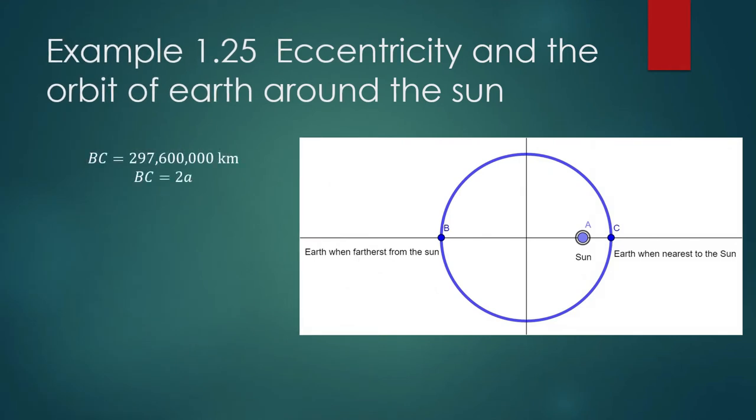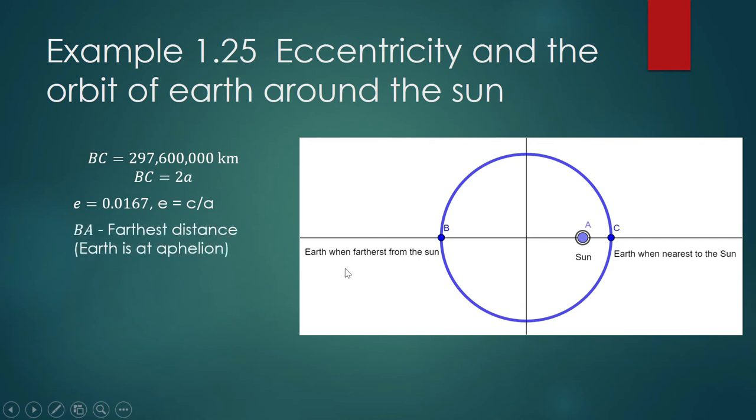This is the information that is given. BC, the length of the major axis, is 297,600,000 kilometers. Now pay attention that BC is what we call 2a. 2 times a. a is the distance from the center to one endpoint of your major axis. Our e is equal to 0.0167, and from our previous discussion, we laid down how to compute for e. e is equal to c over a.